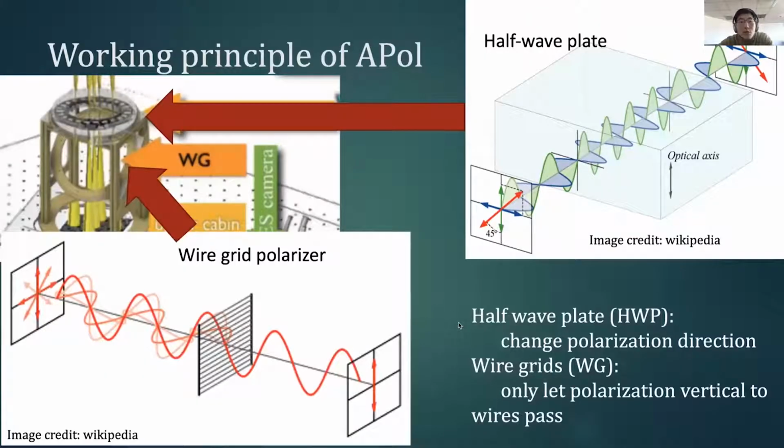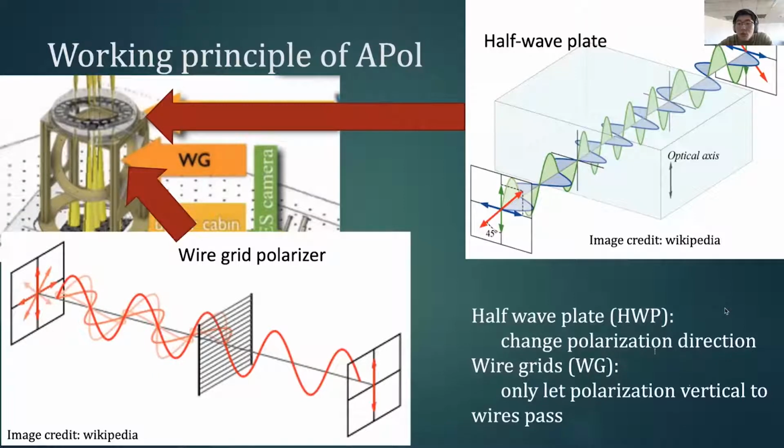Now let me introduce the working principle of APOL. The main components of APOL are a half-wave plate, this part, and the wire grid here, and a motor to rotate the half-wave plate.